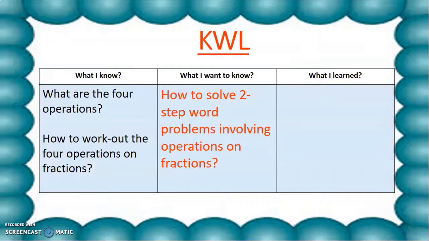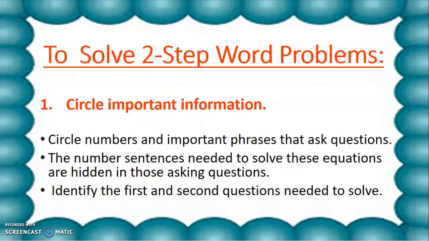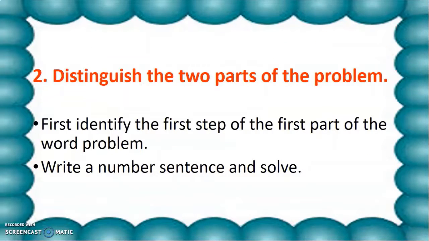How to solve two-step word problems involving operations on fractions. To solve, circle important information. Circle numbers and important phrases that ask questions. The number sentences needed to solve these equations are hidden in those asking questions. Identify the first and second questions needed to solve. Second step, distinguish the two parts of the problem. First, identify the first step of the first part of the problem and write a number sentence and solve.